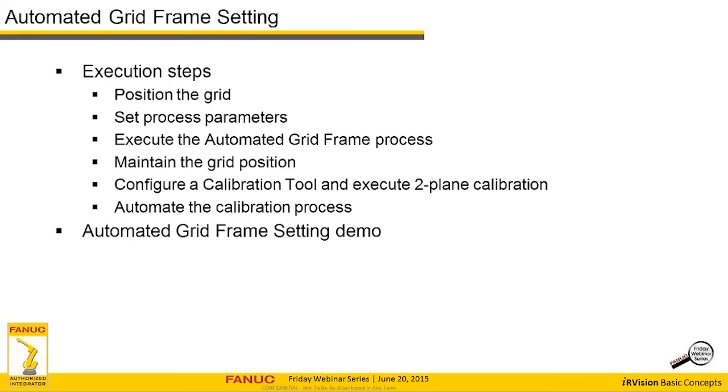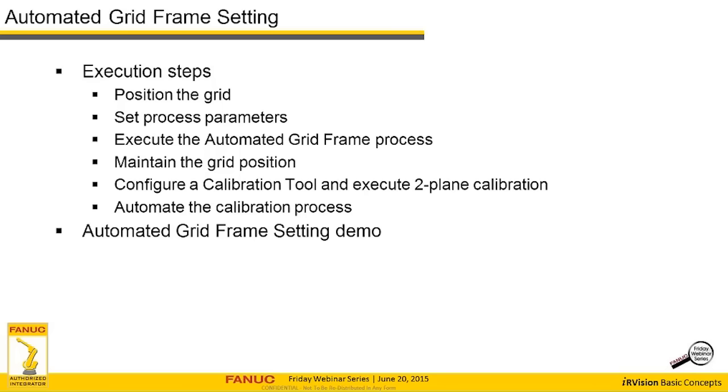What are the steps? First of all, we want to position the grid in a place where the camera can see it, or in our example, we're going to use a robot-mounted camera, and we're going to position the camera over the grid. Set the process parameters. I'll show you how to do that. Execute the automated grid frame process. And then that gives us the grid frame.